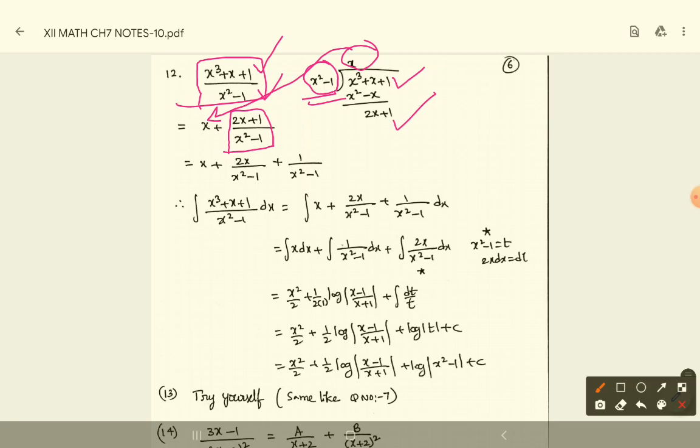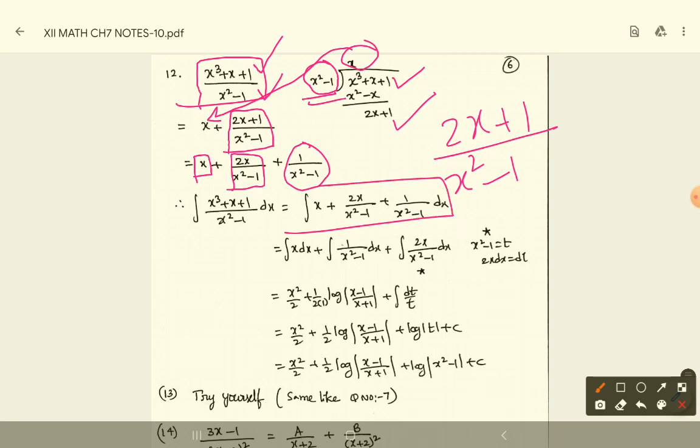So the first one is the integration of x, everyone knows that. The second one is (2x plus 1) by (x square minus 1). I have taken splitting here because I know very well that using special integrals we can do these two very easily. Better to use the splitting method than partial fractions. That's why I have performed that one here.